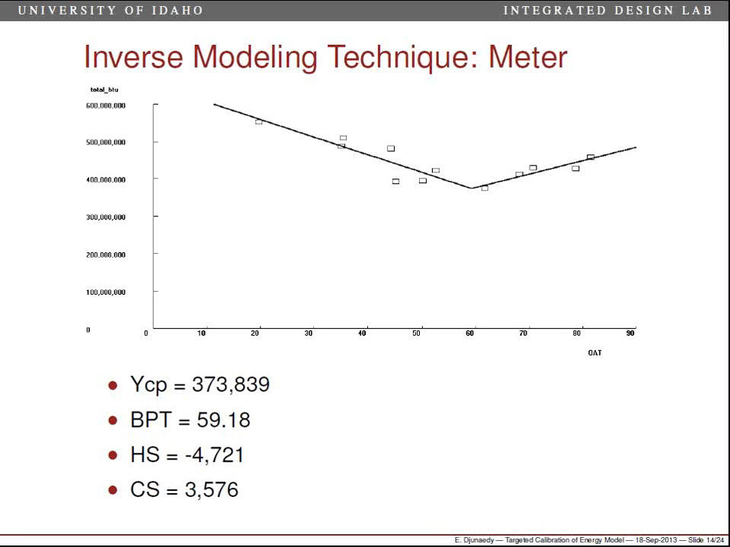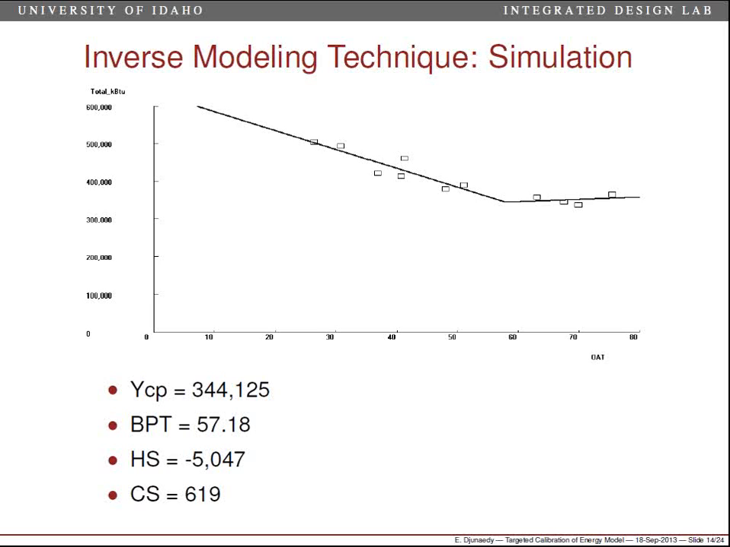So now we have 4 parameters. What are the 4 parameters? This is the base load over here, 373,000, and the balance point temperature is 59.2 over there. And then the heating slope is minus 4,700, and the cooling slope is that. This is from the energy meter.